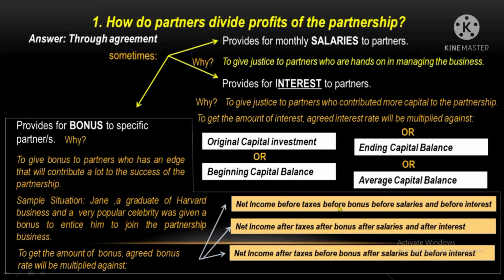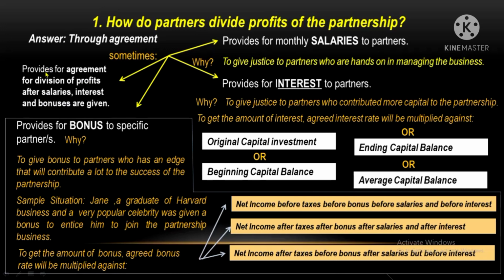But before we go to the computation, let's consider what if the net income to be distributed is very large, that even if salaries, interest, and bonuses are already given, there is still a big amount left. So what will we do? Of course, divide it based on the ratio or proportion agreed upon, like divide it equally, or 60-40, or 1/4 and 3/4 in fraction. So that's it. Now let's apply what we have learned in an illustrative problem later.